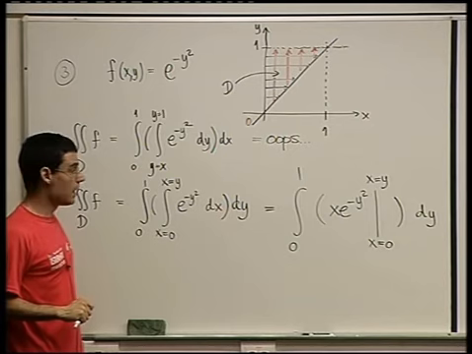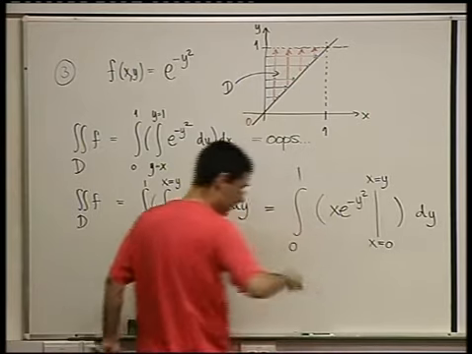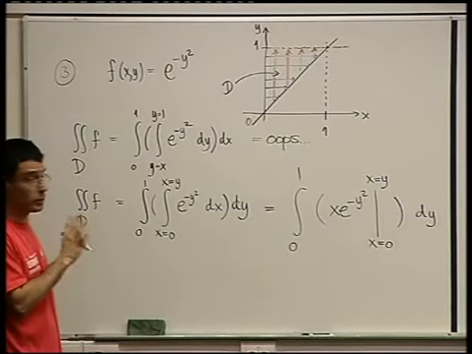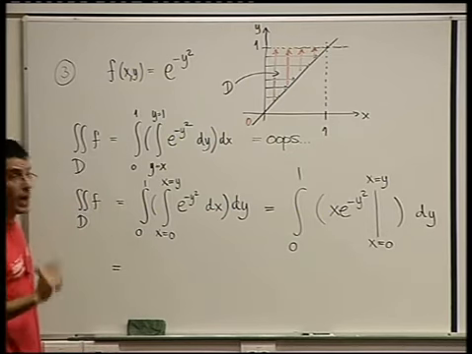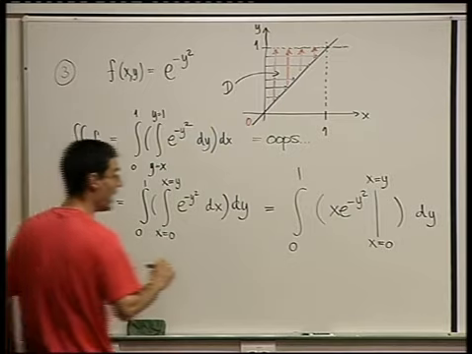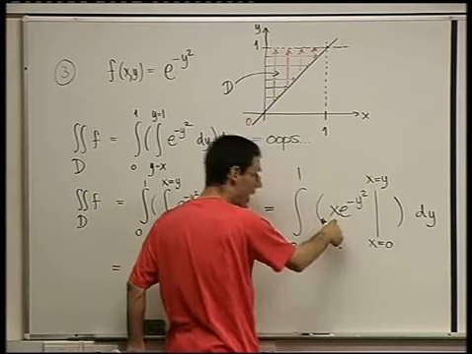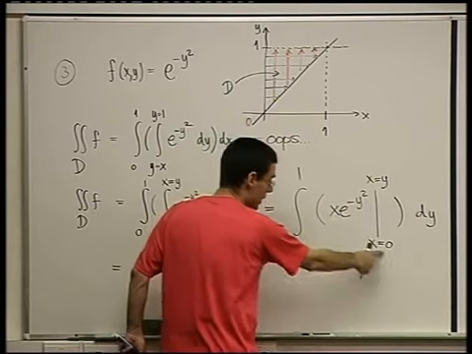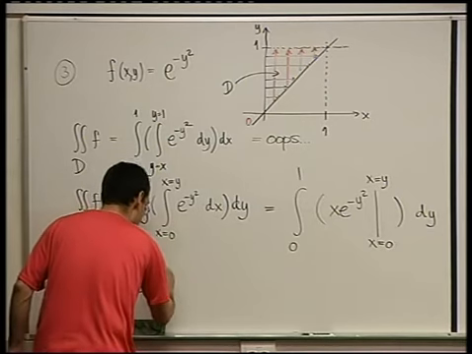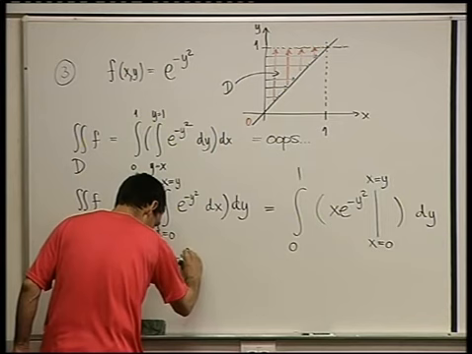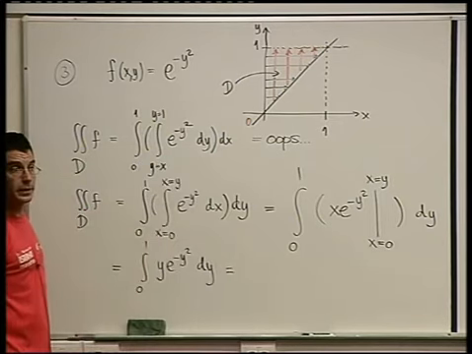Everybody? And it looks like I've just postponed it. I'm eventually going to have to handle this e to the minus y squared. It looks like I've just postponed it and I'm going to run into it in the next step. But I'm not. I'm not going to have that issue. And let's see why. And that's the answer. When I plug in x equals y, I'm going to get a y here. When I plug in x equals 0, I don't get anything. So it's the integral from 0 to 1 of y e to the minus y squared dy. Do you agree?